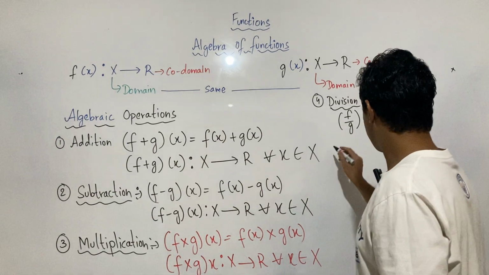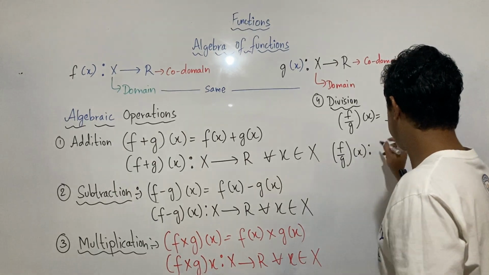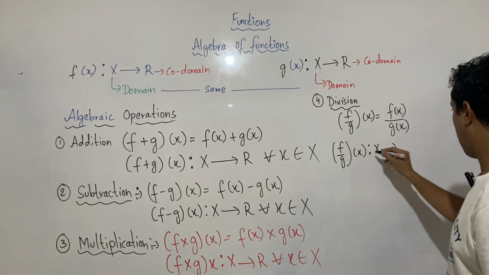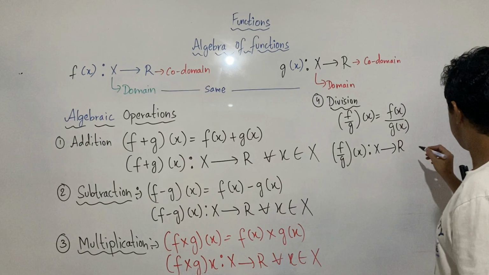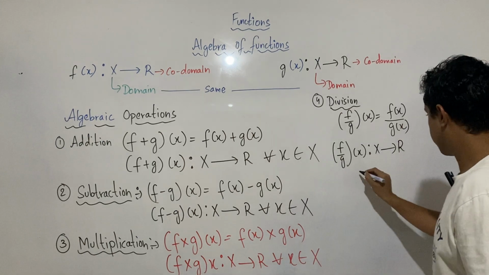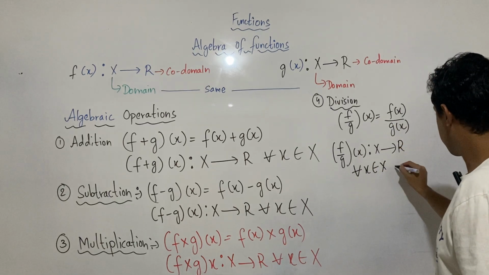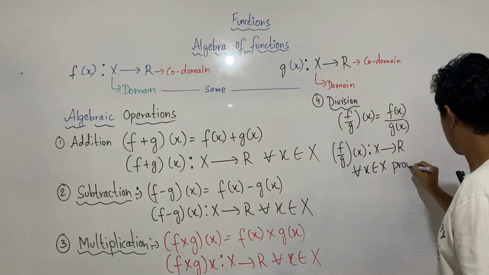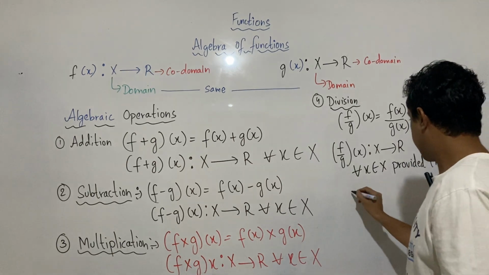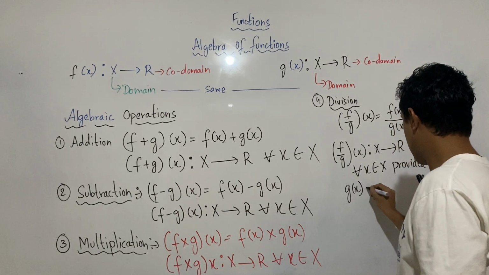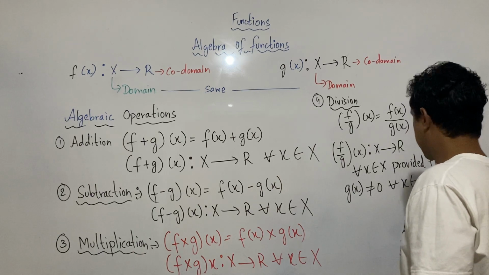And the mathematical way to represent it is f by g of x. It's a function defined from X to R, domain X to codomain R, for all x belongs to X, provided that g(x) must not be equal to 0 for all x belongs to X.